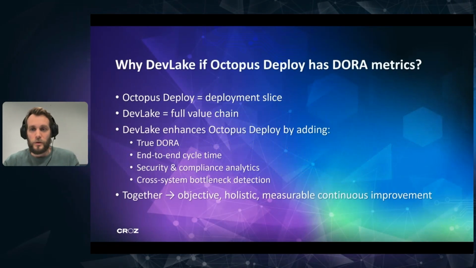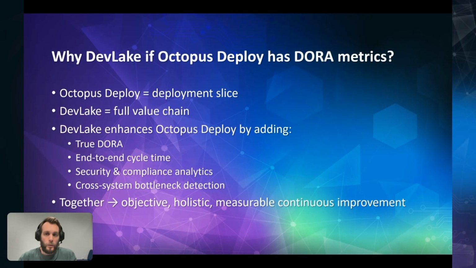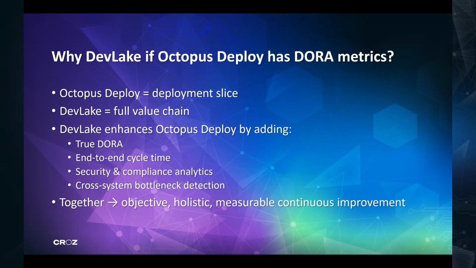So to start off, let's talk about why would somebody use DevLake if Octopus Deploy has its own DORA metrics. Octopus Deploy tracks DORA metrics from its perspective. The metrics are calculated in real time based on deployment completions. And Octopus does not see incidents happen after a successful deployment, for example.